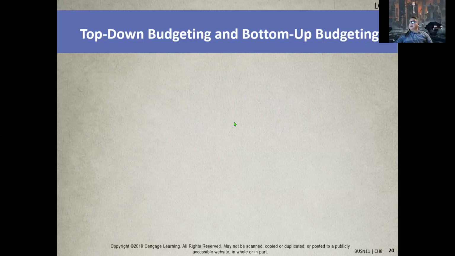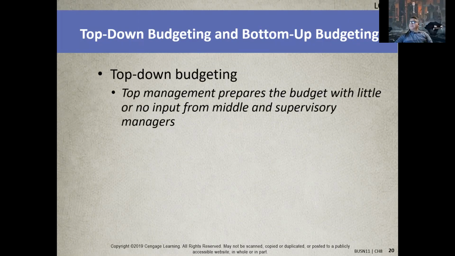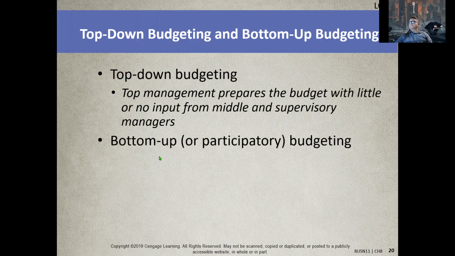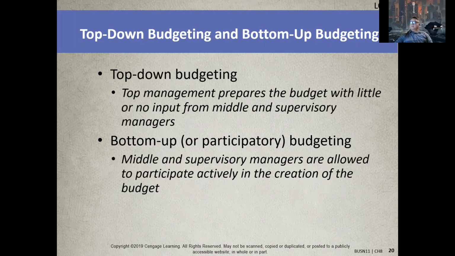Top-down budgeting and bottom-up budgeting. Top-down is top management prepares the budget with little or no input from middle and supervisory managers. That happens a lot. Bottom-up or participatory budgeting, middle and supervisory managers are allowed to participate actively in the creation of the budget.